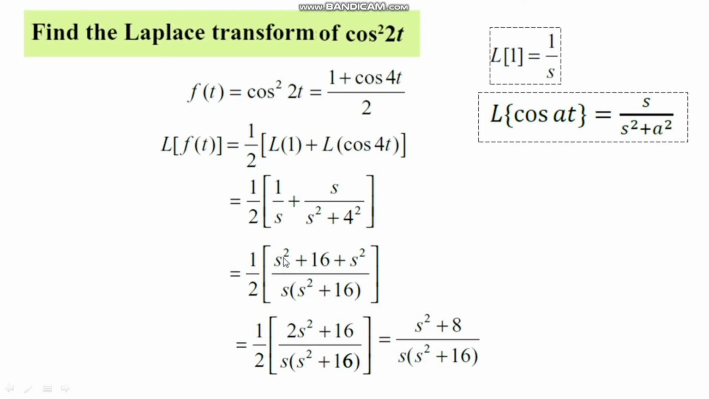Here, 2s square plus 16, 2 is a common factor, and cancelling 2 you get s square plus 8 as numerator, and the denominator is unchanged, that is s times (s square plus 16). Hence it is the required Laplace transform of this function cosine square 2t. So one key point regarding the Laplace transform of the function: we cannot apply the Laplace transform directly, just express this function in terms of multiple angles.